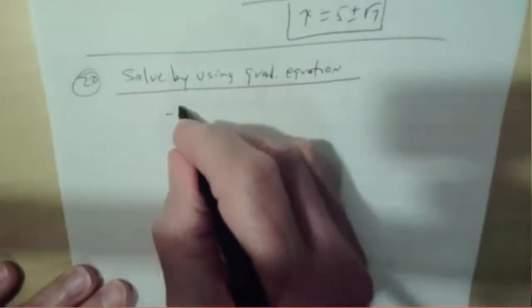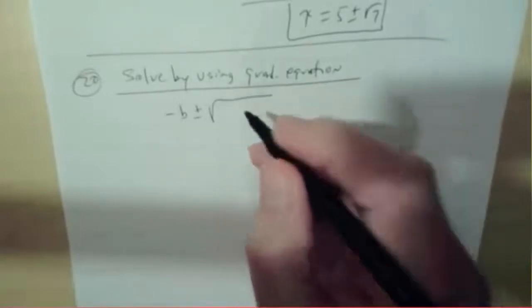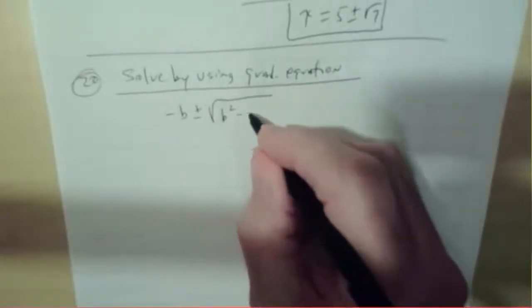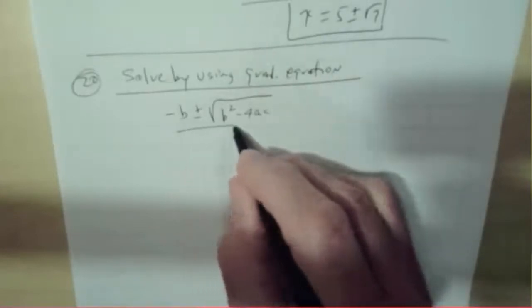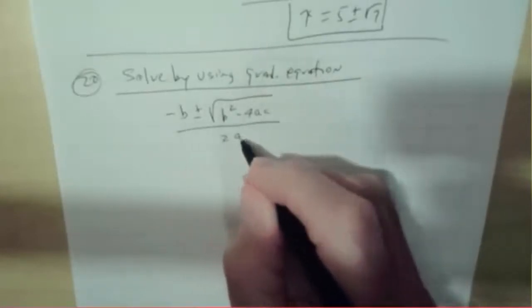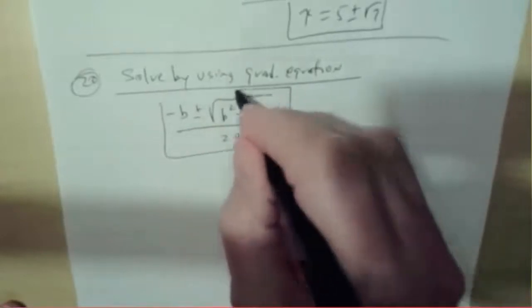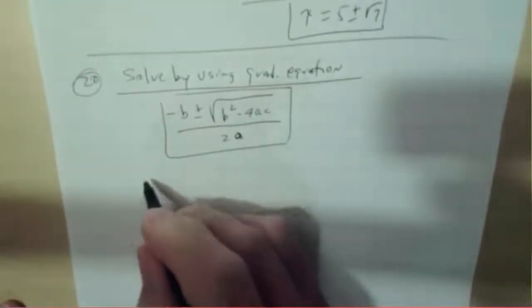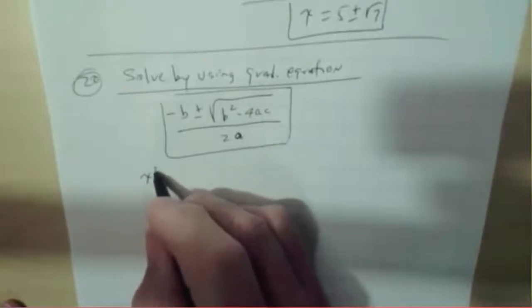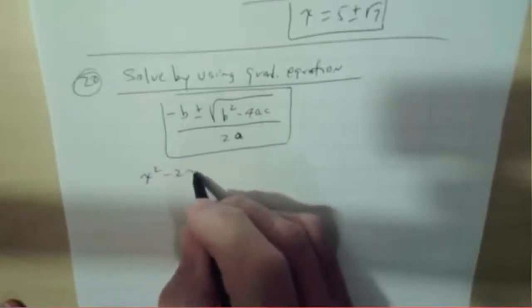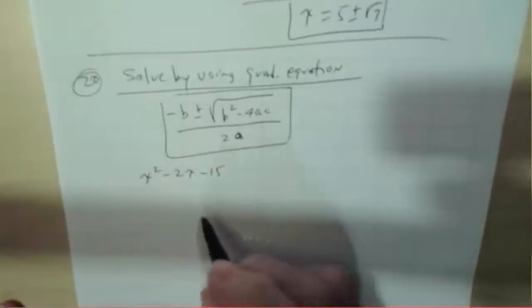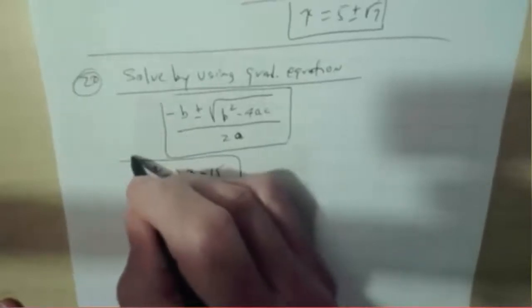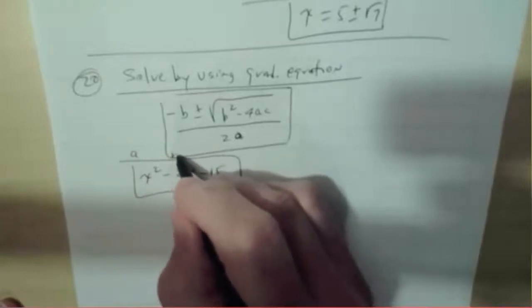Now the quadratic equation is negative b plus or minus the square root of b squared minus 4ac over 2a. This is an a here, not a 9. Okay, so if you have x squared minus 2x minus 15, ax squared, b and c.